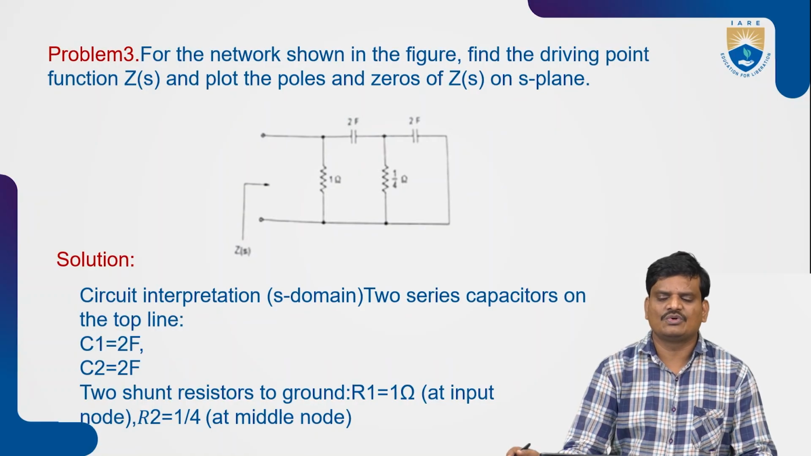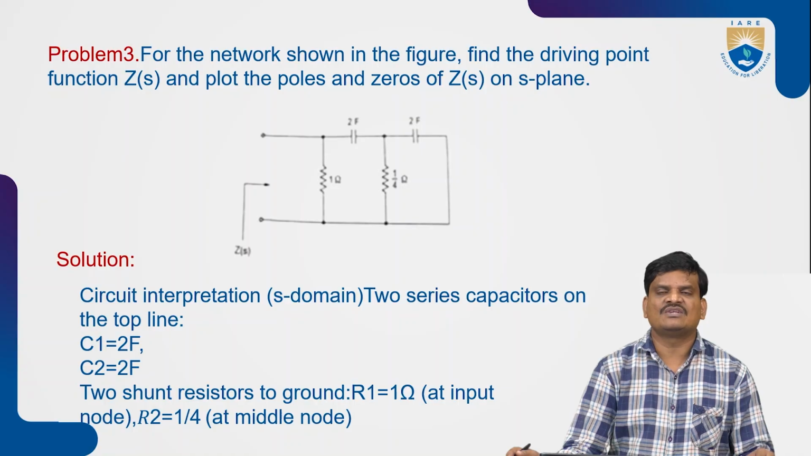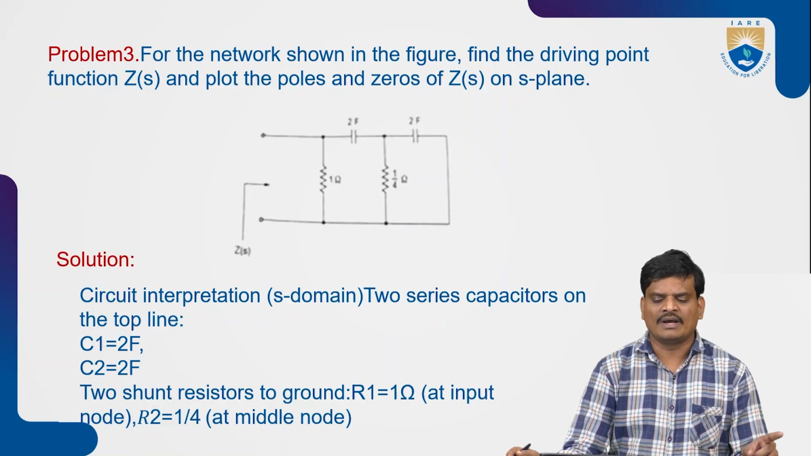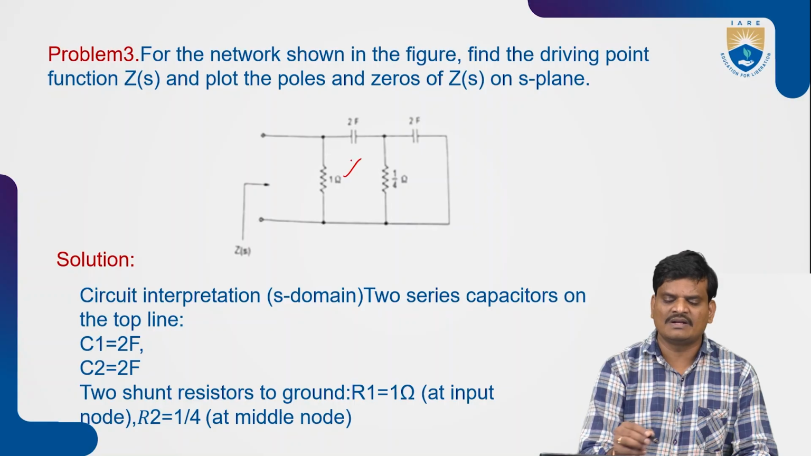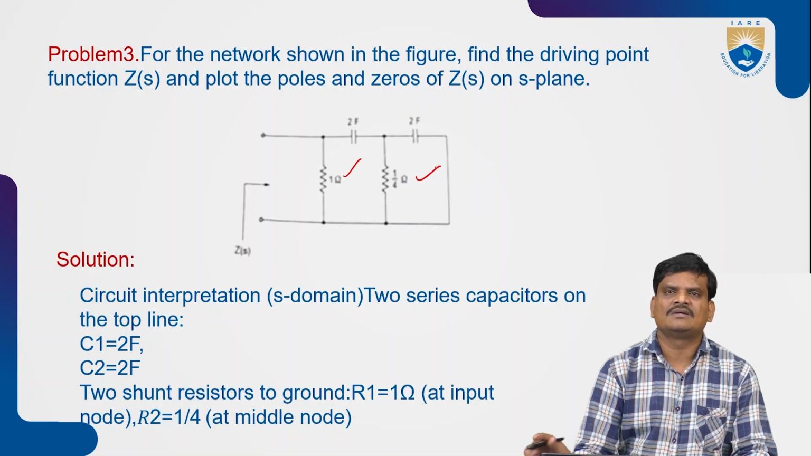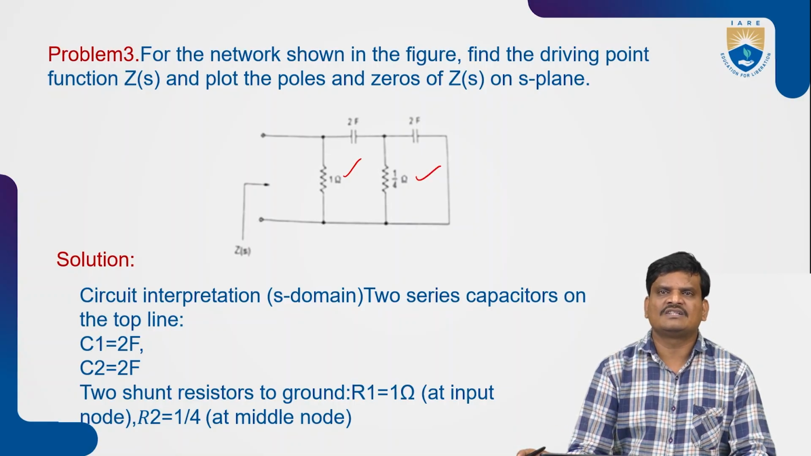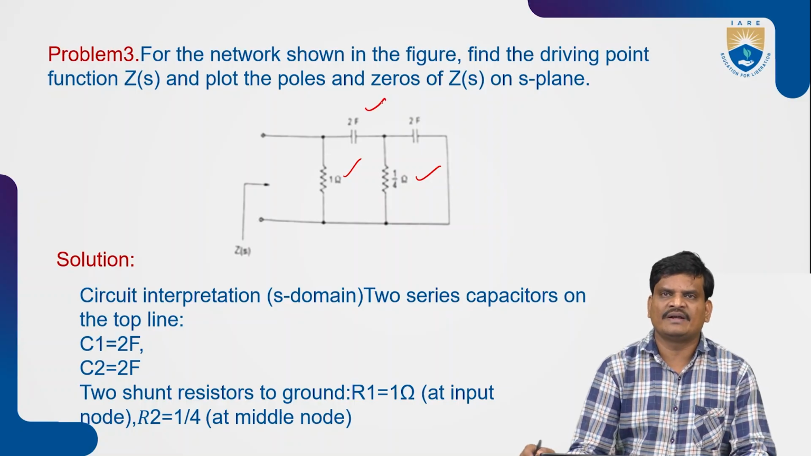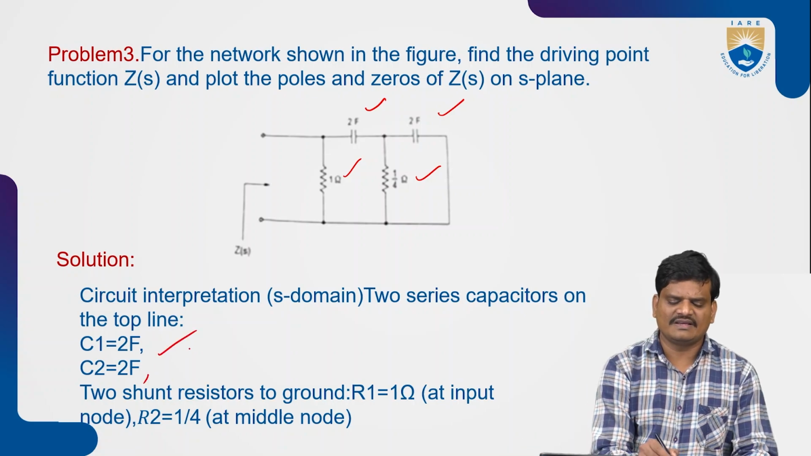For the network shown in the figure, you need to calculate the driving point impedance, as well as plot the zeros and the poles on the S plane. So this is the circuit given, which consists of two resistors, where one resistor value is 1 and the other resistor value is 1 by 4 ohms, and the value of one capacitor is 2 farad and the other capacitor is also 2 farad.